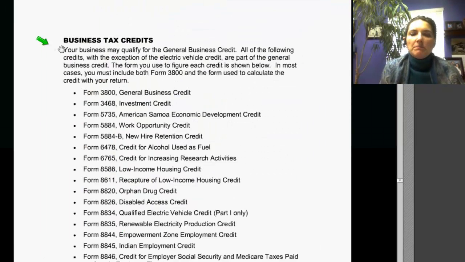Next, we're going to talk about business credits, quite briefly though. Business credits are one of the more complex aspects of preparing a business tax return, and in this basic tax course, I'm going to just mention the business credits that are out there, but we're not really going to spend any time learning to calculate them.